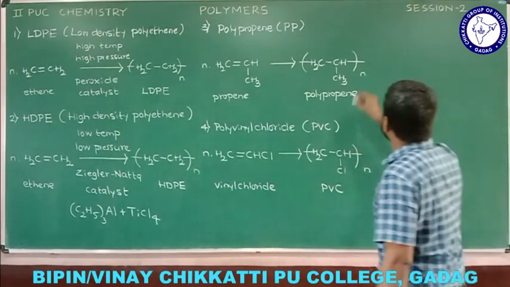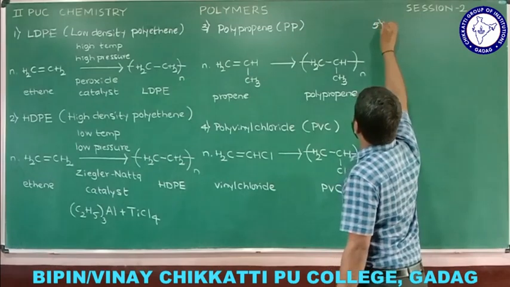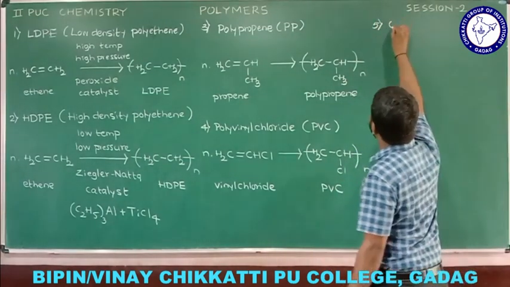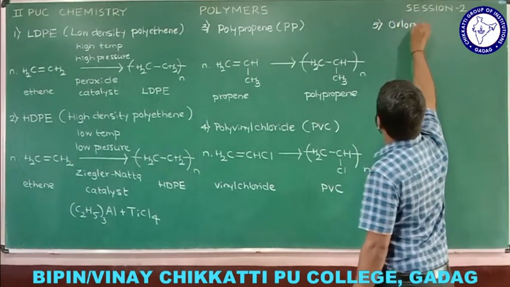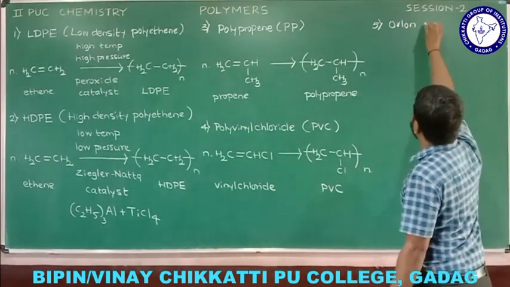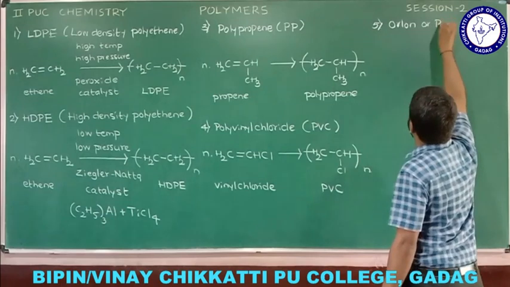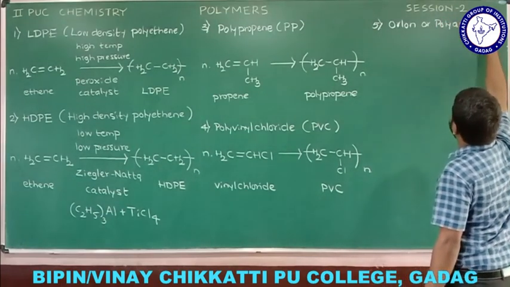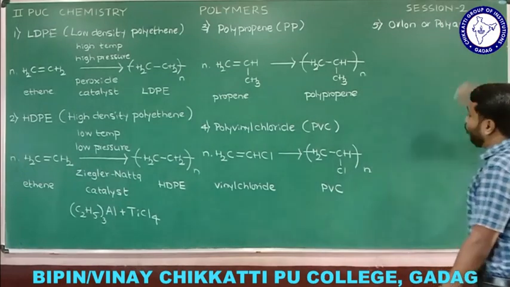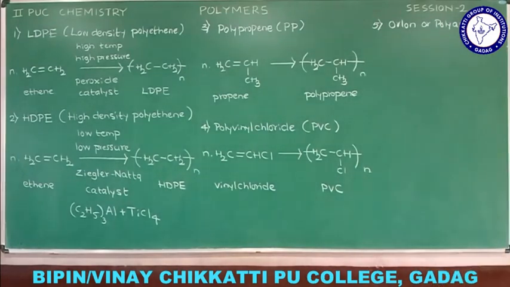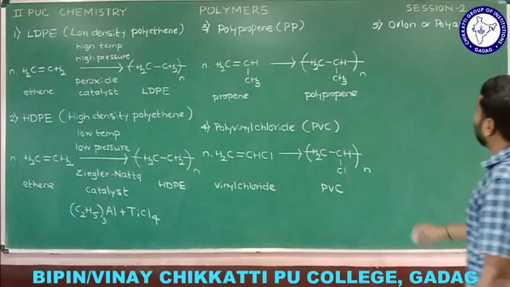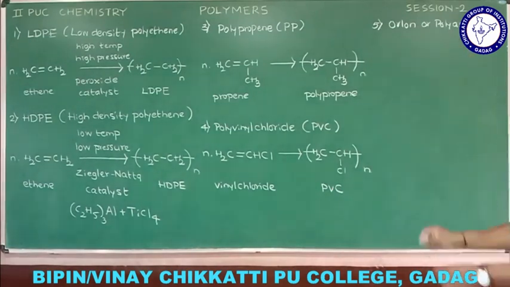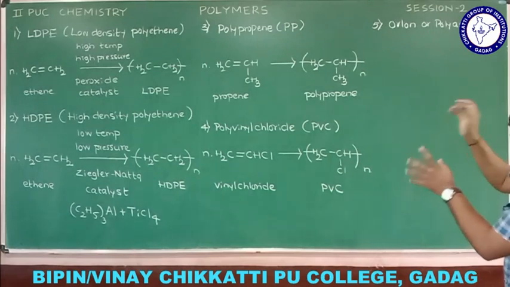And we'll see some similar examples. The fifth one I am going to write, and I am going to talk about Orlon, and one more name we have for that one. I am going to write that also: polyacrylonitrile, Orlon or polyacrylonitrile. And we'll see what the structure of polyacrylonitrile or Orlon would be. First we'll see what the monomer of that one is.